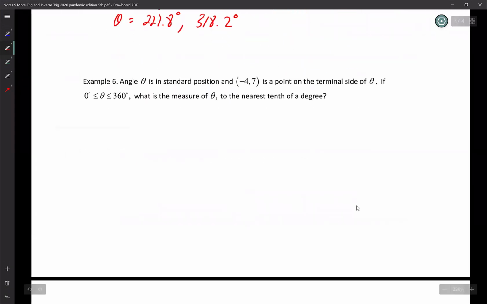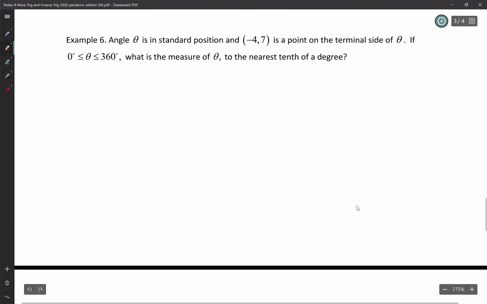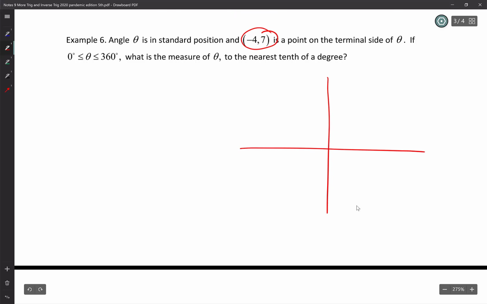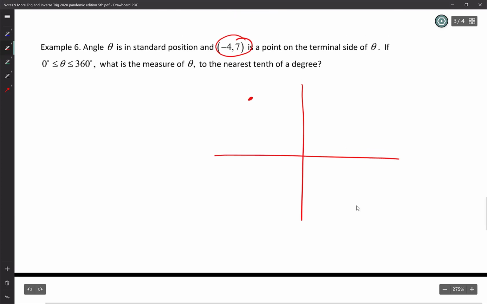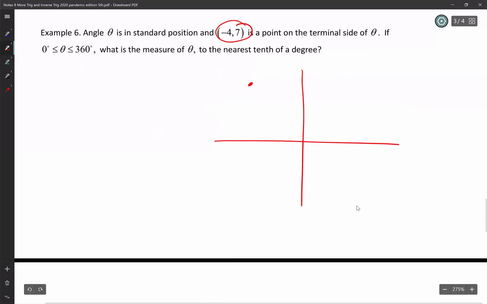Example 6. Angle theta in standard position, negative 4, 7 is the point on the terminal side of theta, and theta is between 0 and 360. What is the measure of theta to the nearest tenth of a degree? So you're no longer on the unit circle, guys, because obviously that is not on the circle. So let's see, I have a grid and negative 4, 7. So negative 4, 7 point. I'm in quadrant 2. And then I'm going to draw a triangle.